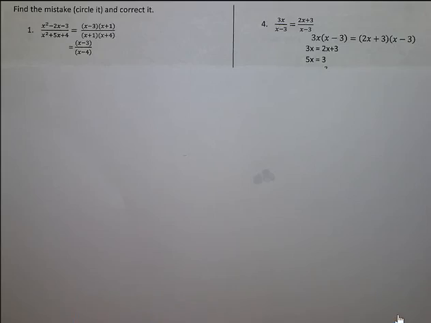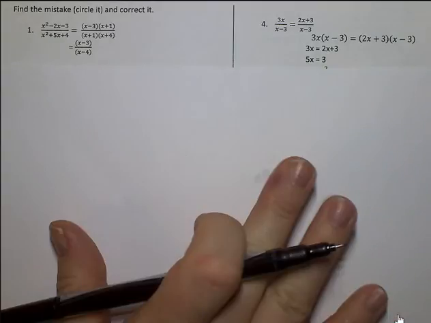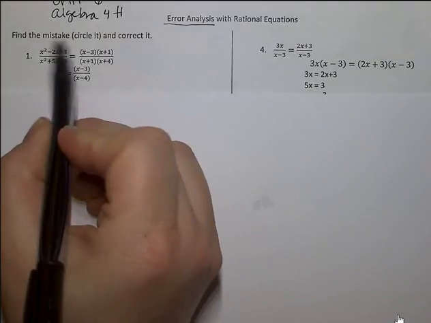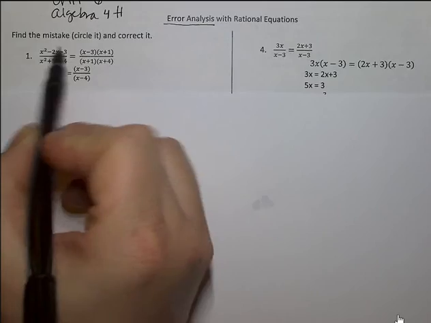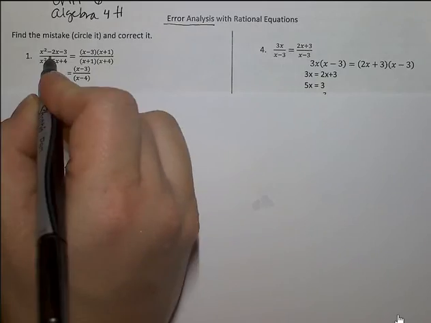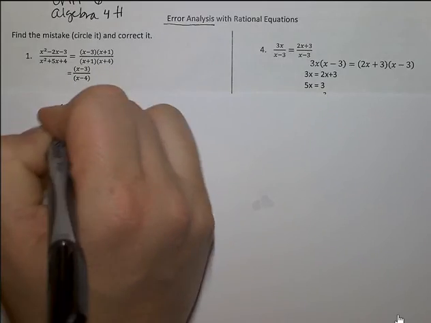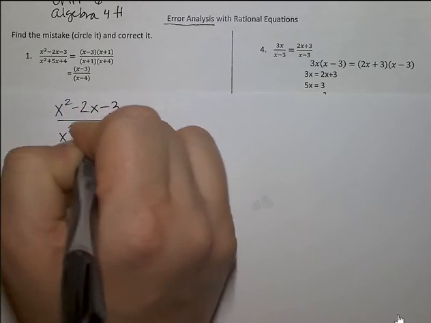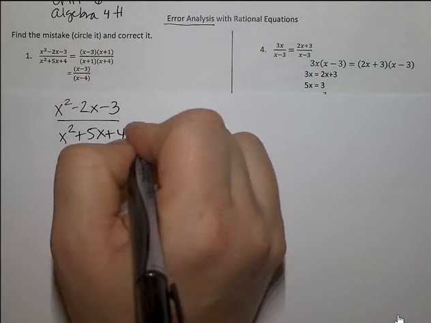So this is for Unit 6. It's error analysis with rational equations. We are going to find the mistake and circle it after we complete this problem. So on a separate piece of paper, we're going to write down this problem: x squared minus 2x minus 3 over x squared plus 5x plus 4. So I'm going to start by factoring this.